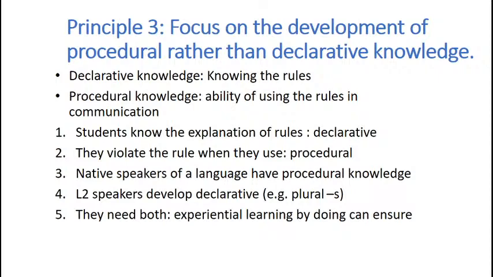But in case of second language learners or speakers, you have to develop declarative knowledge. You have to know that there is a rule for third person singular number and the verb should have S or ES. At the same time, you should know how to use them, and you have to use that rule when you are using that particular form or point of grammar. So, second language speakers or foreign language speakers need both declarative knowledge and procedural knowledge.